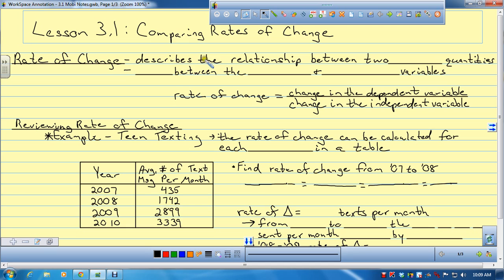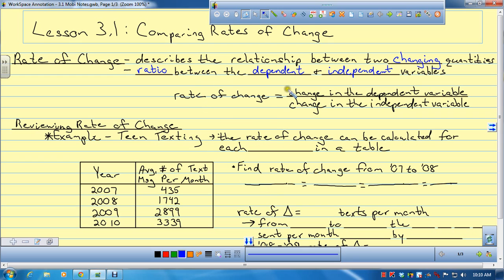Remember that rate of change just describes a relationship between two changing quantities. We'll be able to set that up as a ratio between, remember what we call the dependent and the independent variables.